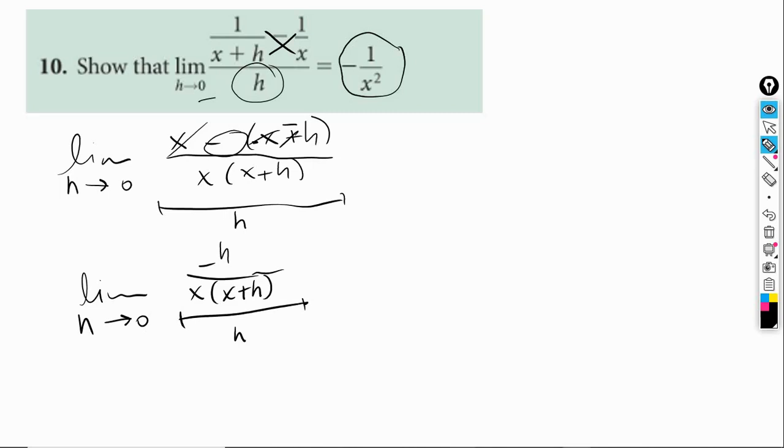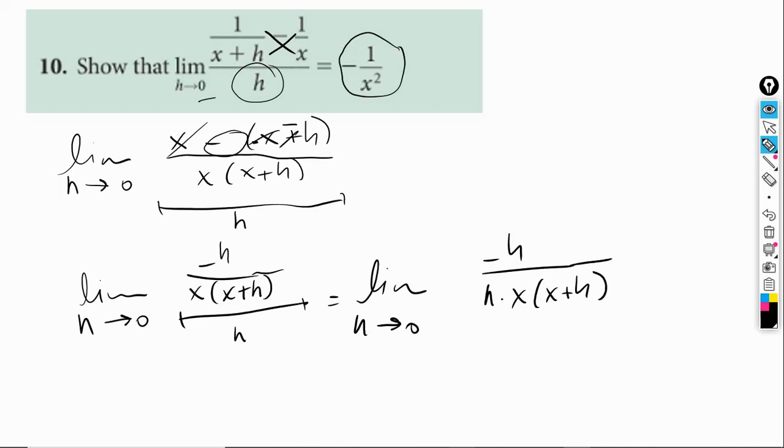Okay, now, because we're dividing this by h, we can rewrite this as the limit as h approaches 0 of minus h over h times x plus h. And we're finally getting to the answer, as you can see, because this and this can cancel out. This would be 1. And then if we plug in 0, we're going to get negative 1 over x squared.